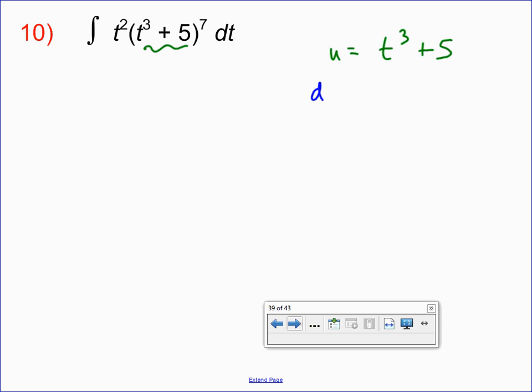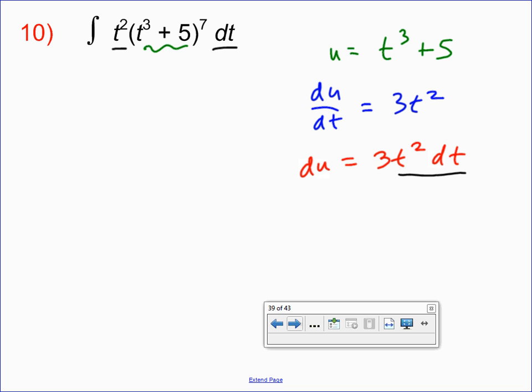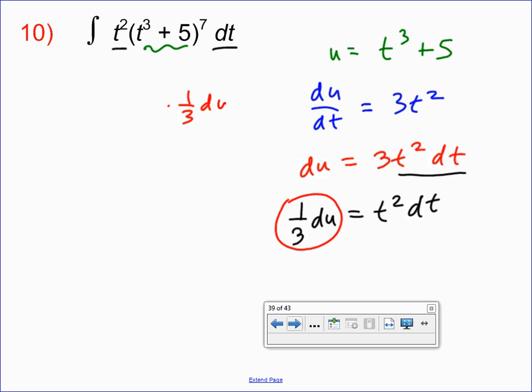Then I know when I differentiate and get du dt, I would get 3t squared. And I have that t squared right there. So my du equals 3t squared dt, which means the relationship between t squared dt would be 1/3 du. So what am I going to plug in for the underlined black t squared dt? I'm going to plug in 1/3 du, right? That's what I'm going to plug in for the underlined t squared dt.